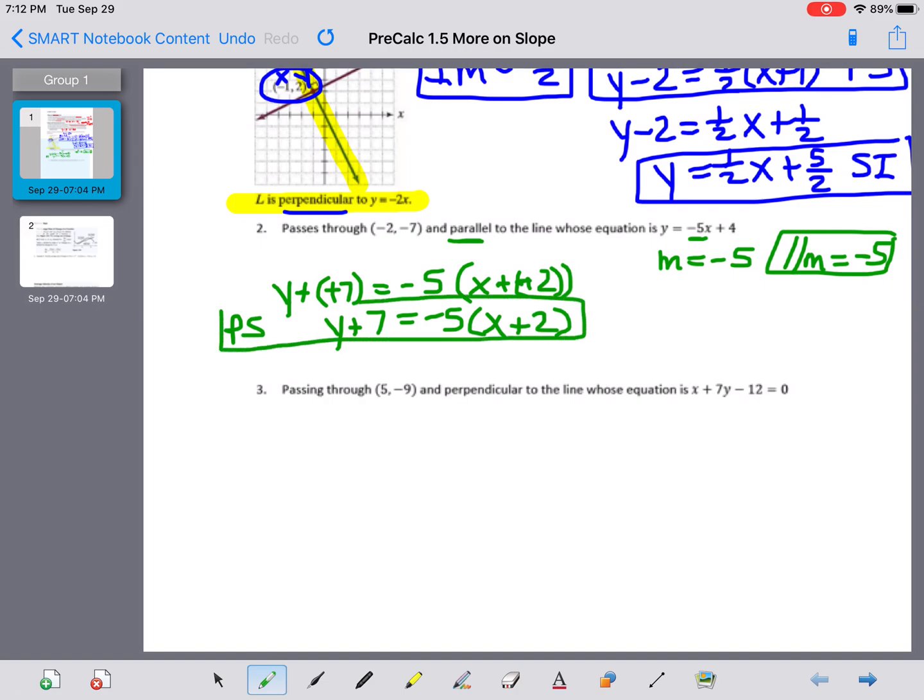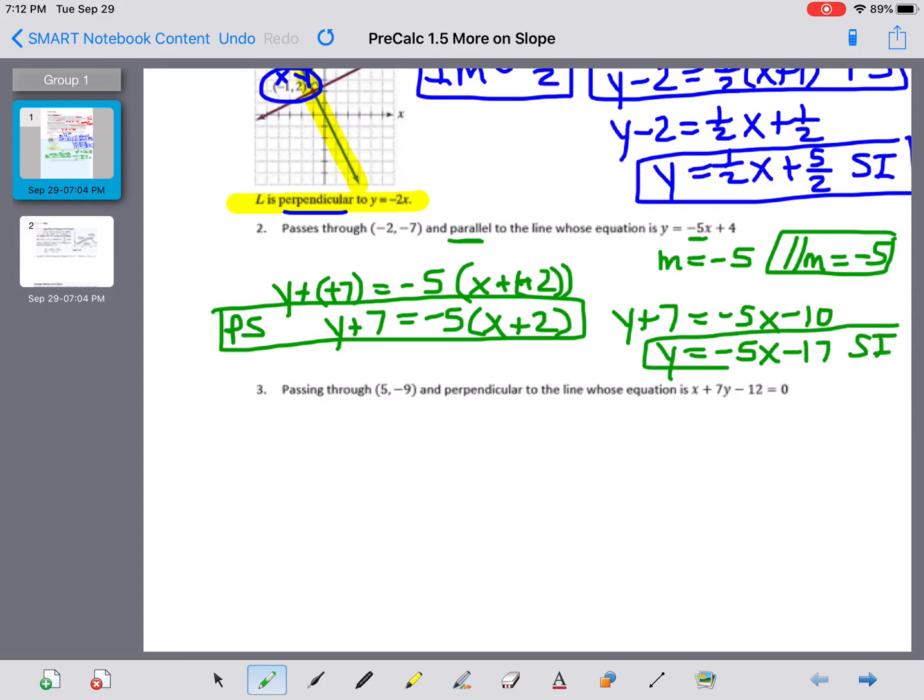I'm going to distribute and join like terms to get my slope intercept. I get y plus 7 equals -5x minus 10. Subtract 7 to the other side, y equals negative 5x minus 17, and there's my slope-intercept form. All right, next one.